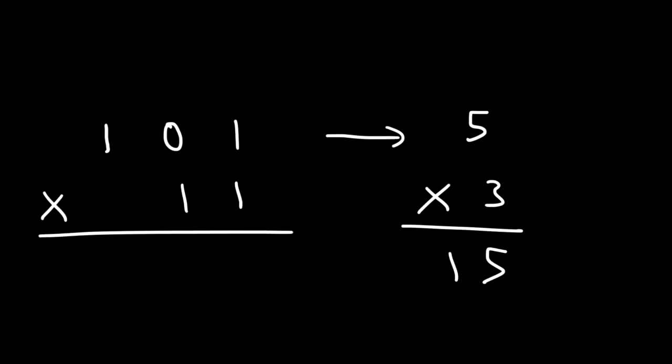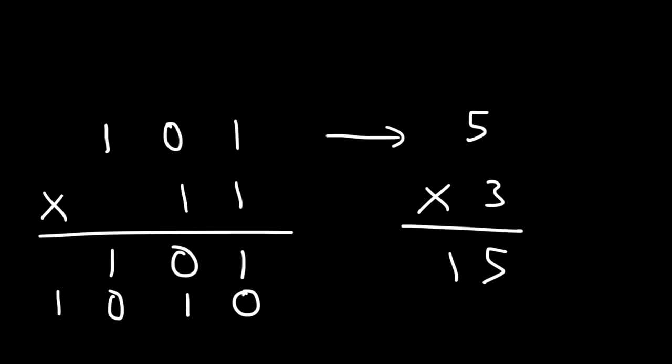Now, the way in which you would multiply two binary numbers is very similar to how you would multiply two numbers by hand. So first we need to do 1 times 1, which is 1. Then 1 times 0 is 0. And then 1 times 1 is 1. Now to go to the next row, add a 0. And then we multiply 1 times 1, which is 1. 1 times 0 is 0. And then 1 times 1 is 1.